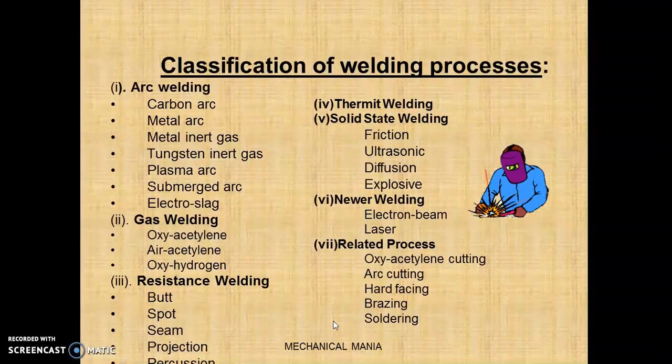Now we will see the different classifications of welding processes. Arc welding can be classified into carbon arc, metal inert gas, tungsten inert gas, plasma arc, submerged arc, and electroslag.